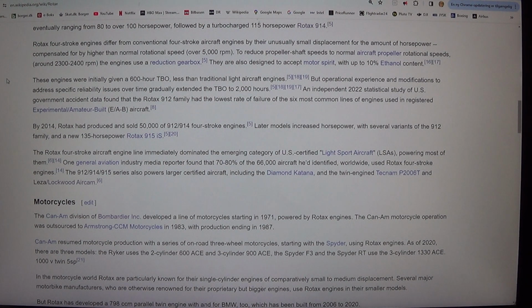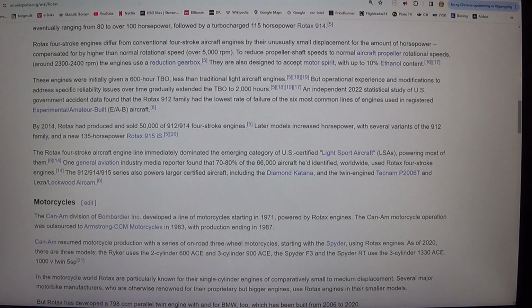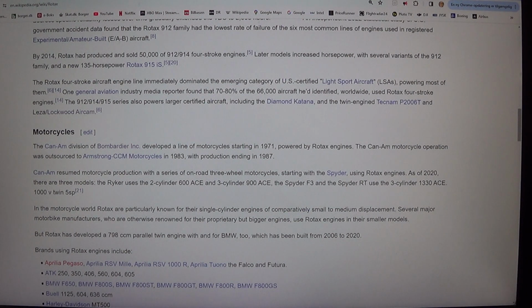An independent 2022 statistical study of U.S. government accident data found that the Rotax 912 family had the lowest rate of failure of the six most common lines of engines used in registered experimental/amateur-built, E/AB, aircraft. By 2014, Rotax had produced and sold 50,000 912/914 four-stroke engines. Later models increased horsepower, with several variants of the 912 family, and a new 135 horsepower Rotax 915 iS. The Rotax four-stroke aircraft engine line immediately dominated the emerging category of U.S. certified light sport aircraft, LSAs, powering most of them.